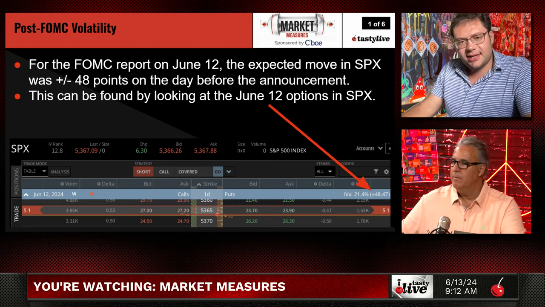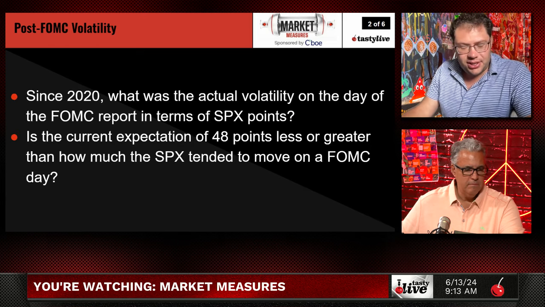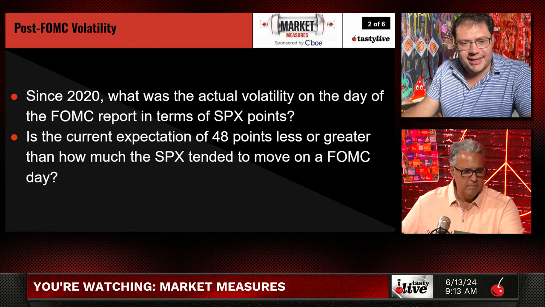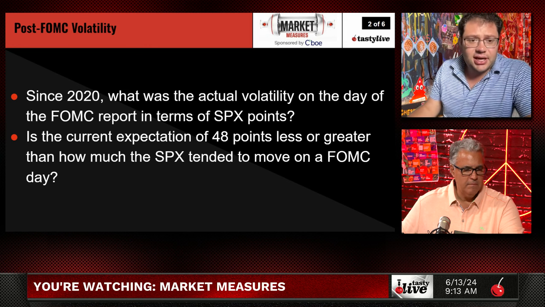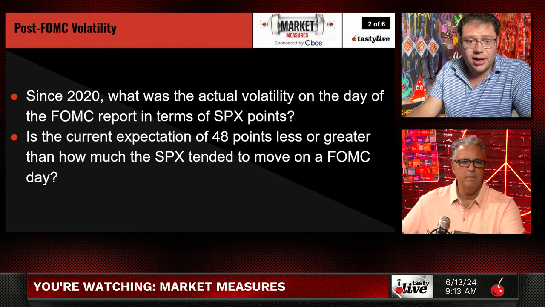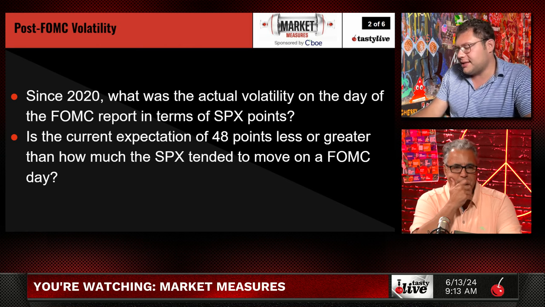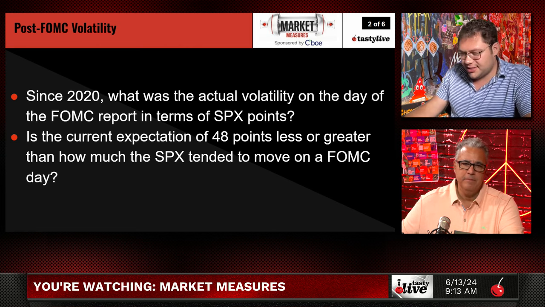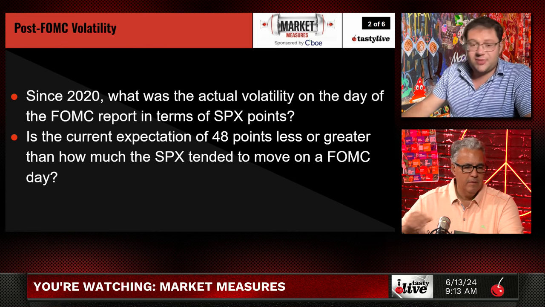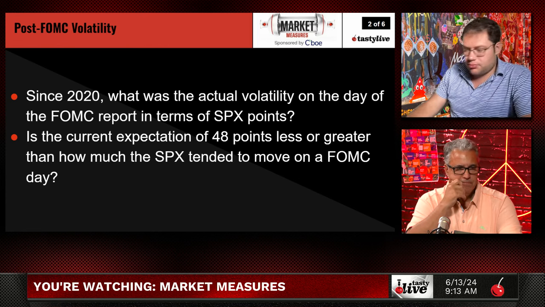So the question is, if we go to the next slide, since 2020, what was the actual volatility on the day of the FOMC report in terms of S&P points? Is the current expectation as of Tuesday less or greater than how much the S&P tended to move on FOMC day? Was 48 points high or low? Just to give people some context, if we have this volatility, then we should expect approximately this movement in the S&P, to increase our market awareness.